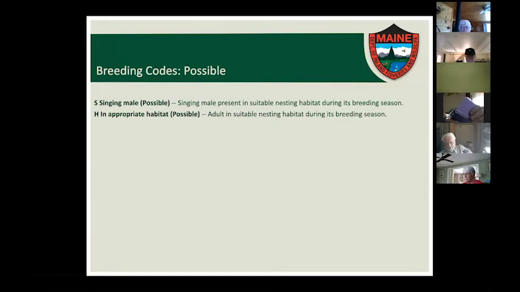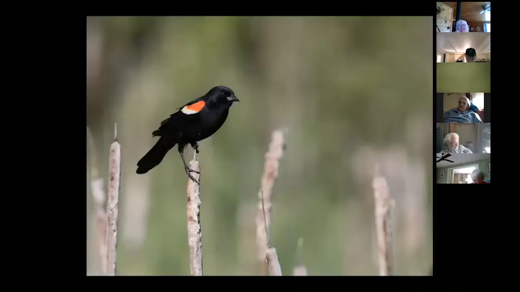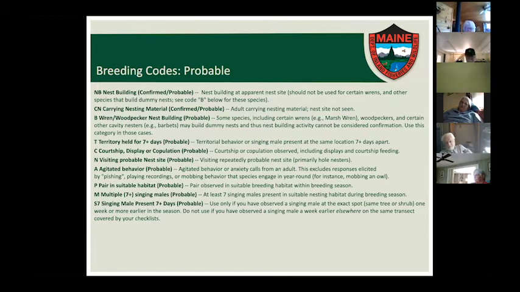But to just finish that black-capped chickadee example, we don't want to be coding black-capped chickadee singing in February as possible breeding, because it's way too early. So safe dates are there to help, but they don't exclude records. The best way I can say it is you should still report what you see.